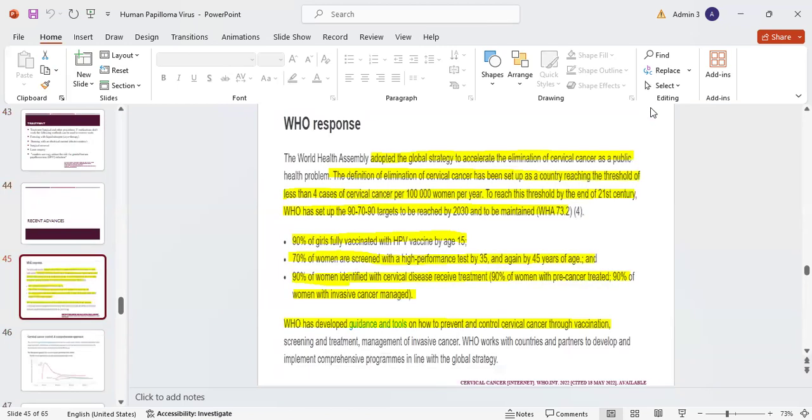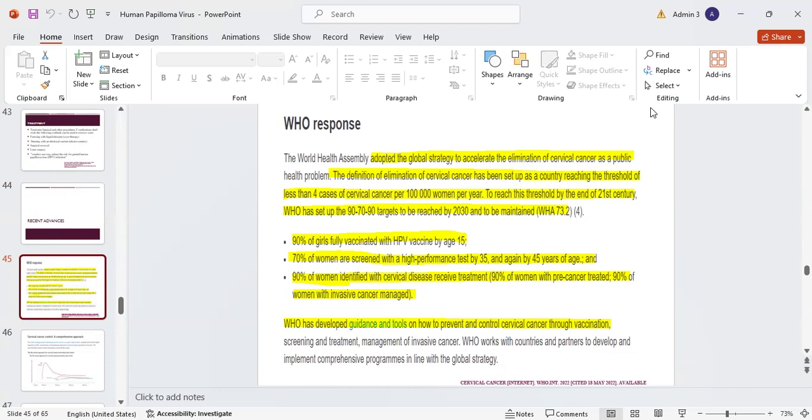Now coming to the recent advances, WHO response. The Health Assembly adopted the global strategy to accelerate the elimination of cervical cancer as a public health problem. The elimination of cervical cancer has been defined as a country reaching the threshold of less than 4 cases of cervical cancer per 1 lakh women per year. To reach this threshold by the end of the 21st century, WHO has set up 90-70-90 targets to be reached by 2030 and to be maintained.